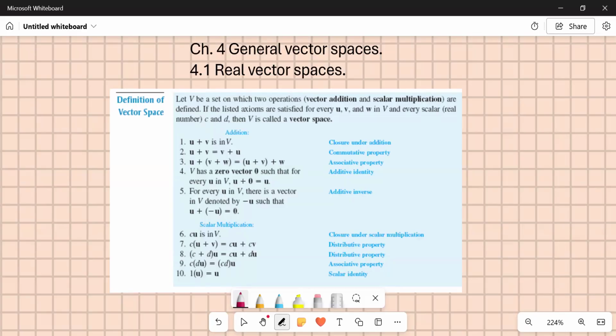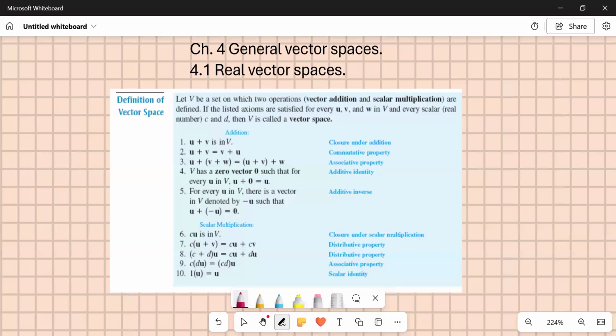Let V be a set on which two operations, vector addition and scalar multiplication, are defined. We are going to talk about the dot product a little bit later, and that's going to be an extra, which is going to be defined slightly differently for vector spaces. There are 10 axioms which are supposed to be true for any objects from this set V on which you perform the next operations, vector addition and scalar multiplication.